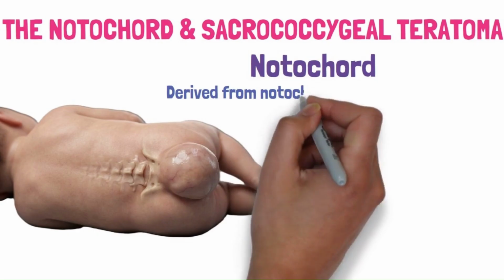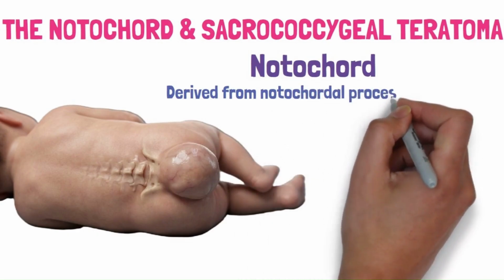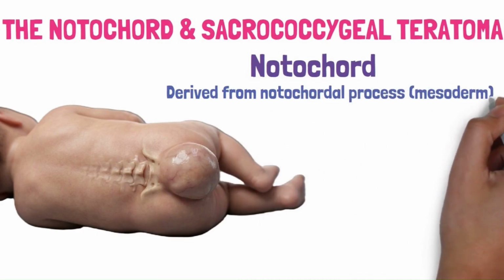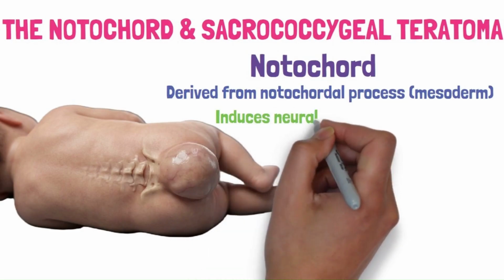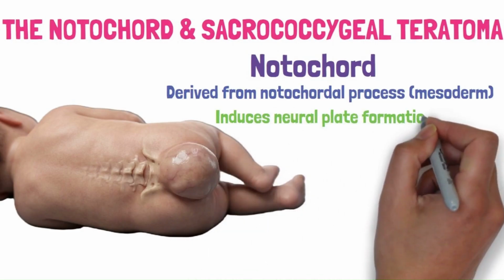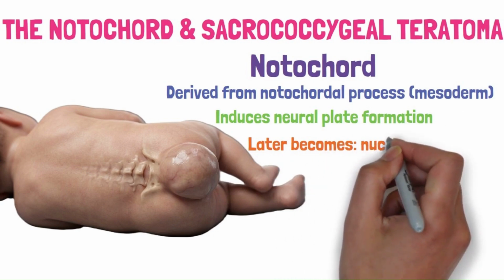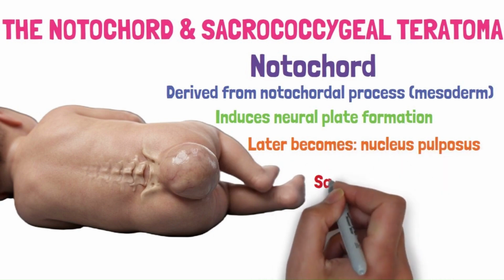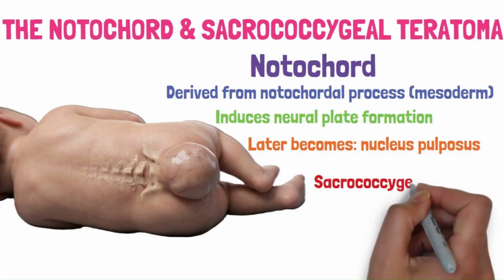One structure from mesoderm deserves its own spotlight, and it's the notochord. It comes from the notochordal process, and its job is to induce the neural plate to form. Later in life, the notochord's remnant is the nucleus pulposus, the gel center of your intervertebral disc.